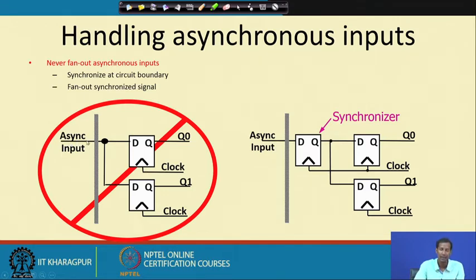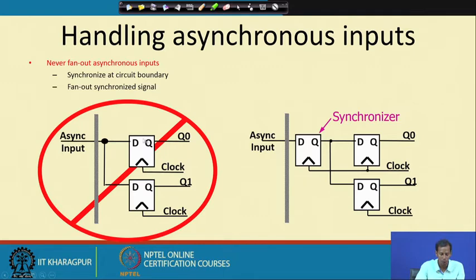Asynchronous input like this means, if I connect it to two different D flip-flops which are clocked at different times, then the asynchronous input comes at different times. That means it will reach D1 at one time and D2 at a different time. So, asynchronous input means the input is not arriving at the flip-flops at the proper time.